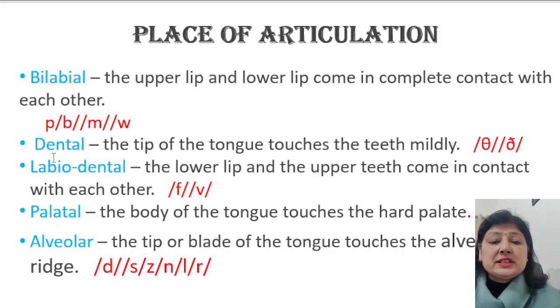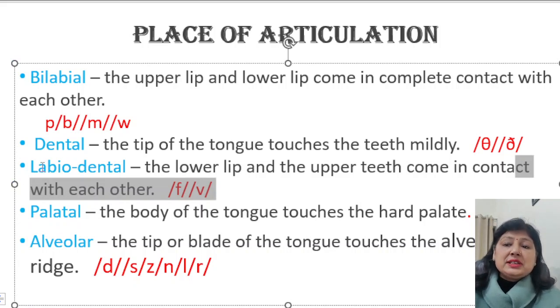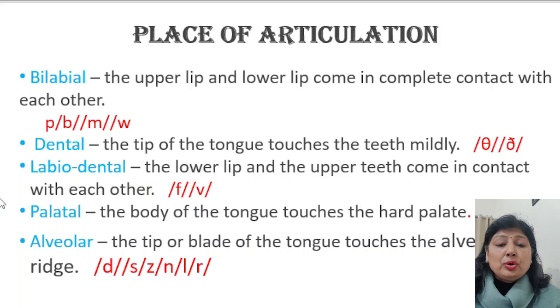Second is dental sounds. Dental sounds are those sounds where the tip of the tongue touches the teeth mildly, as in the sounds like th as in thought and th as in then. Third one is labiodental sounds. In these sounds, the lower lip and the upper teeth come in contact with each other, as in the sounds of f, v as in van, f as in fan.